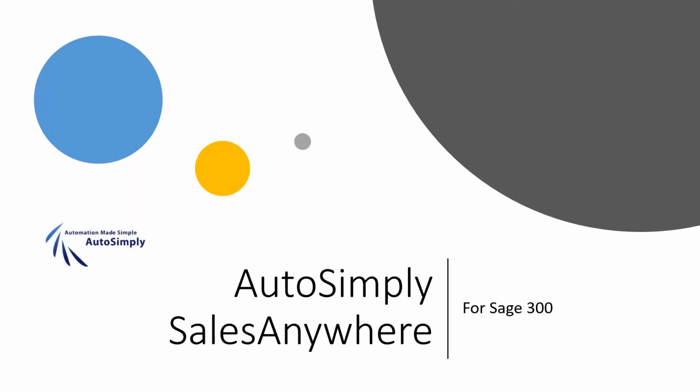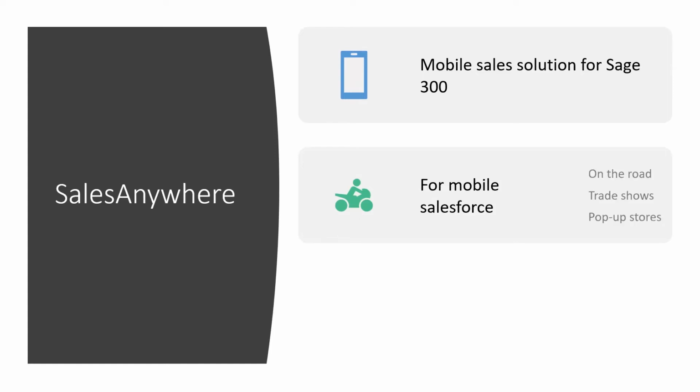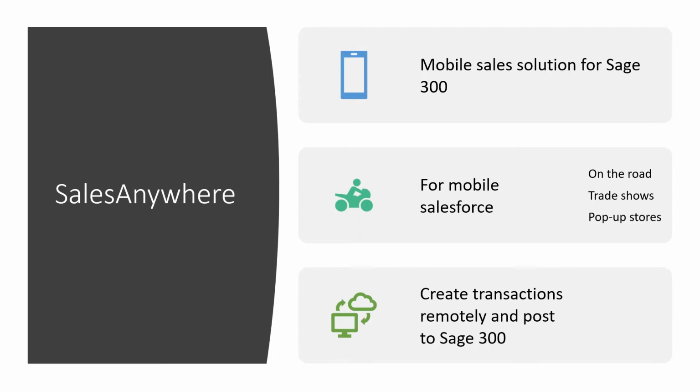I'm going to talk about another product called SalesAnywhere. SalesAnywhere is a mobile sales solution for Sage 300. With this app, salespeople can create sales transactions when they are outside of the office, maybe at the customer site or at trade shows, or even take orders and generate invoices at pop-up stores. They can create transactions remotely and post them to Sage 300 online in real time.